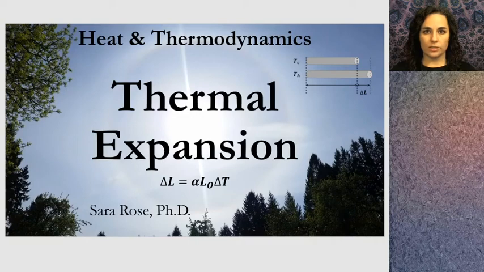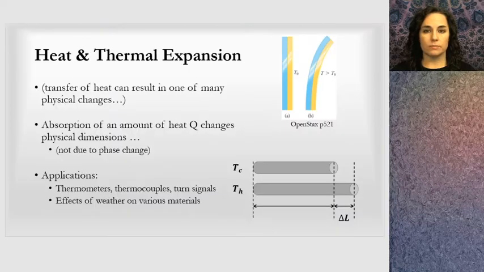This is a lesson on thermal expansion in the heat and thermodynamics unit. Up until this point, we have seen how heat transfer causes different physical results. Heat transferred to an object may cause a change in the physical dimensions, and this is not a phase change. This is just a change in the dimensions of the object. This is how a thermometer works.